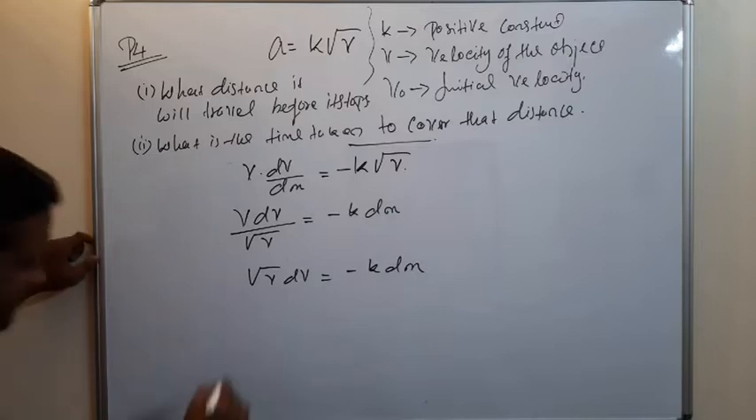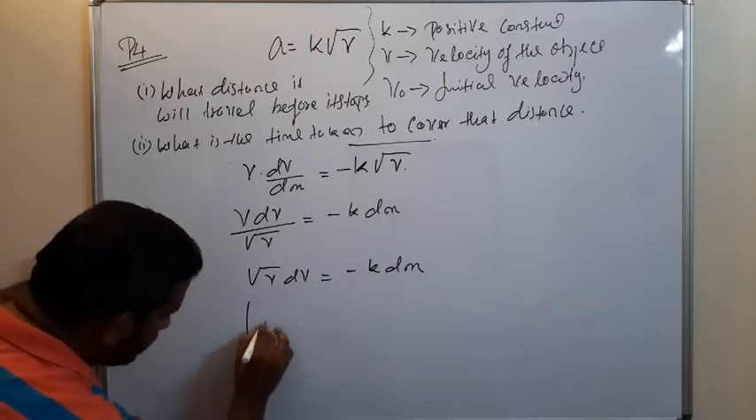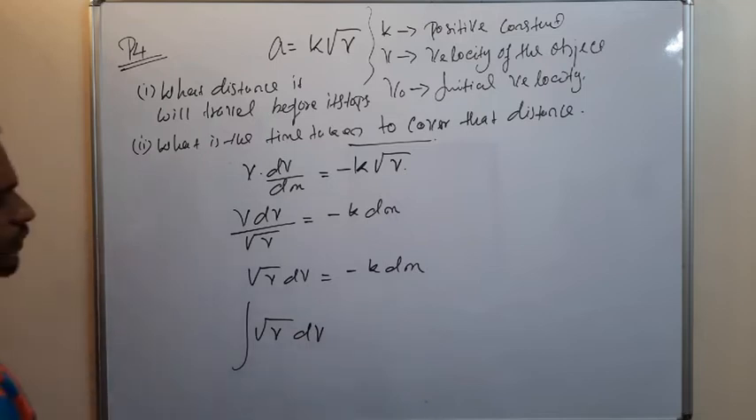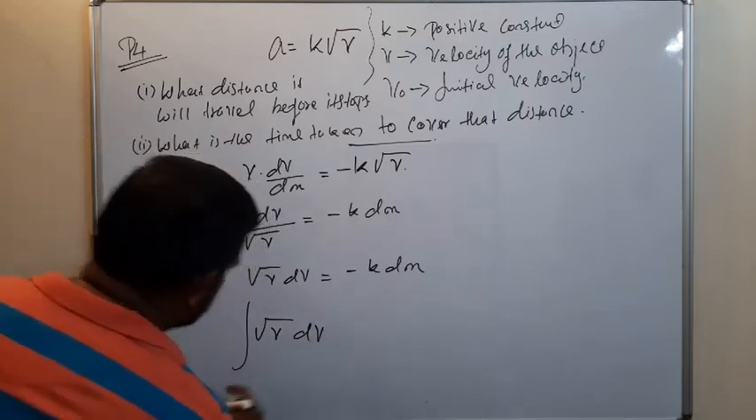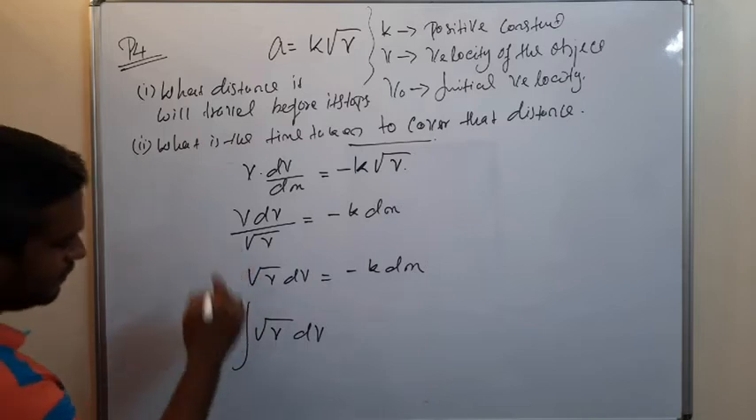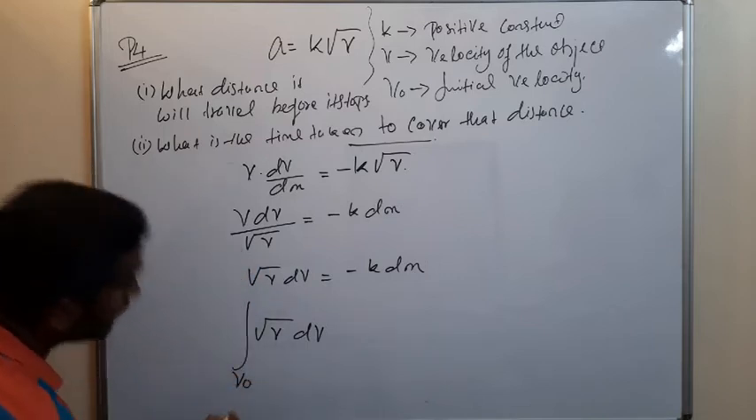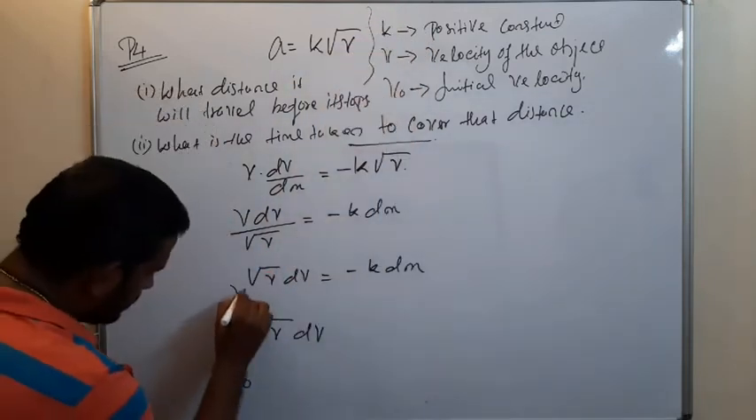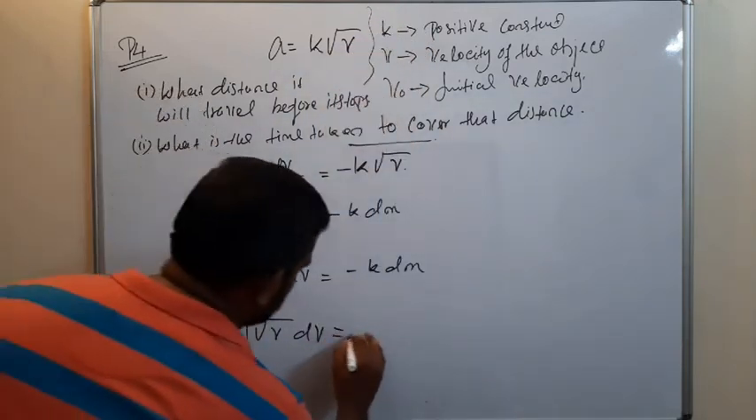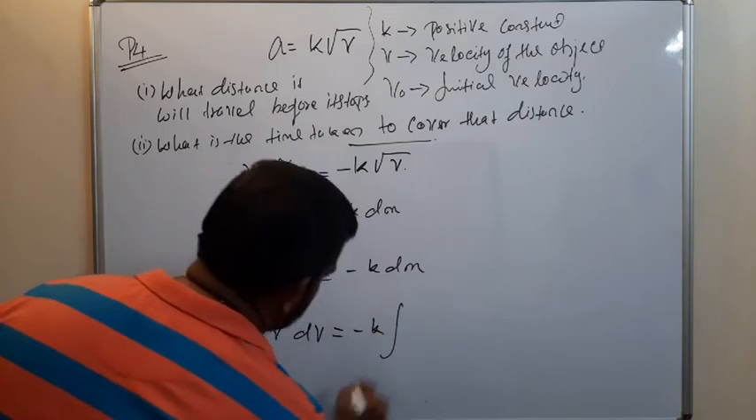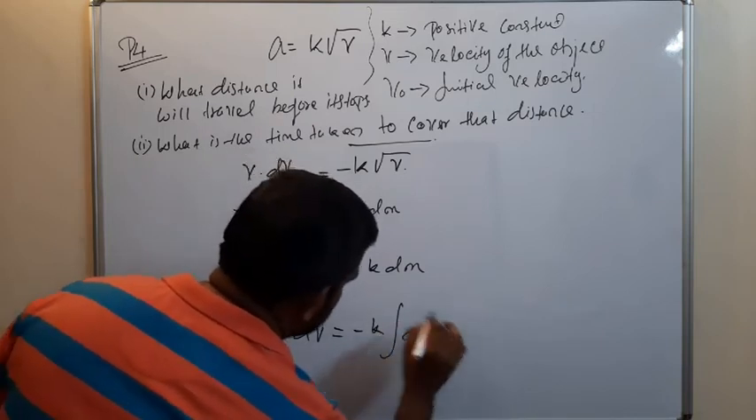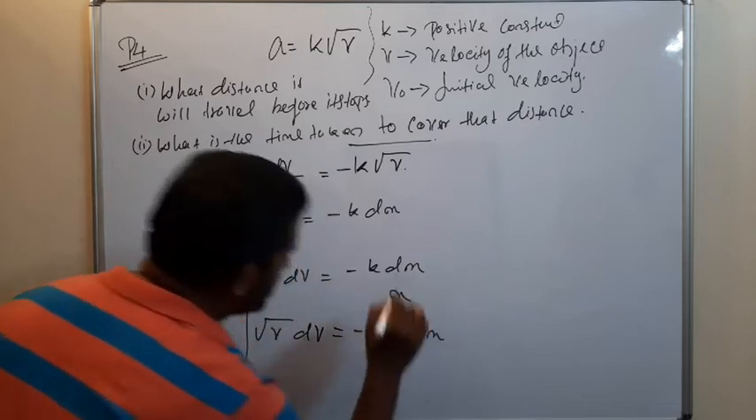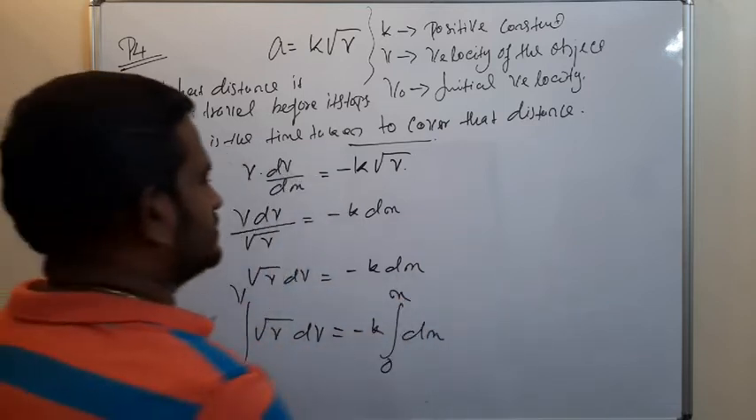So integrate. So integral of root v into dv. The velocity changes from the initial velocity, which is given, that is v0, to v. So it is equal to minus k integral of dx. The distance changes from 0 to x.